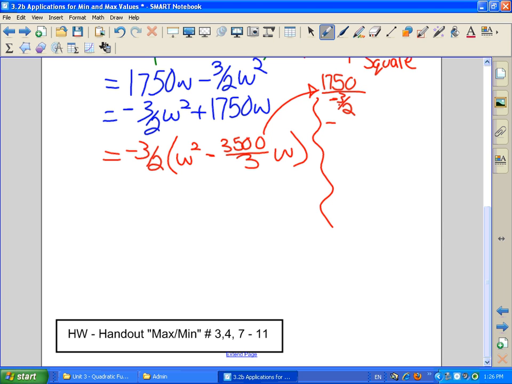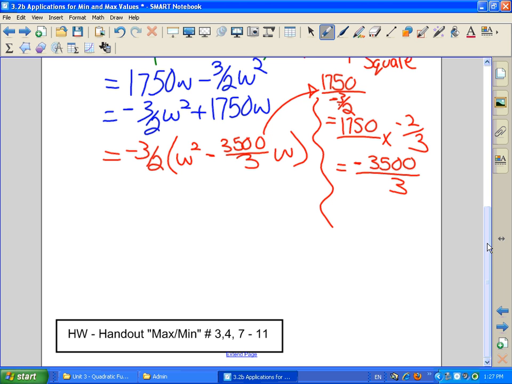That really equals 1750, and you invert that fraction, times negative 2/3, which is going to give you negative 3,500 divided by 3. So just further explaining where that came from. Hopefully we're good with that, so you understand how we divided that through.